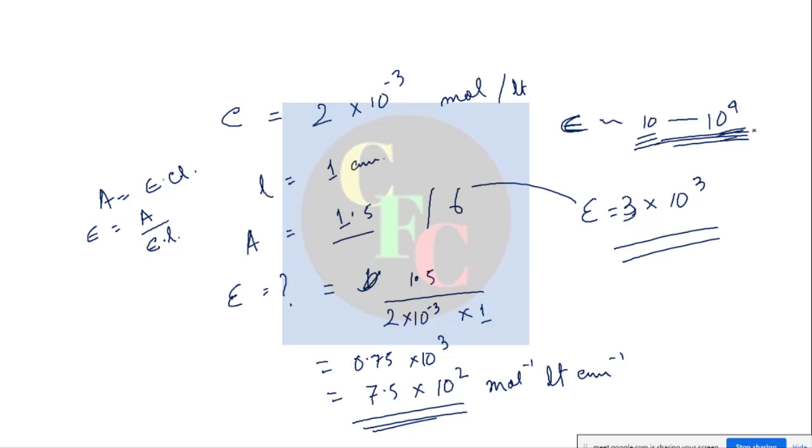Whereas suppose you have manganese sulfate, very pale pink color, very pale. It has a very low epsilon, right? So the higher the epsilon value, the higher will be the intensity of the color, right?